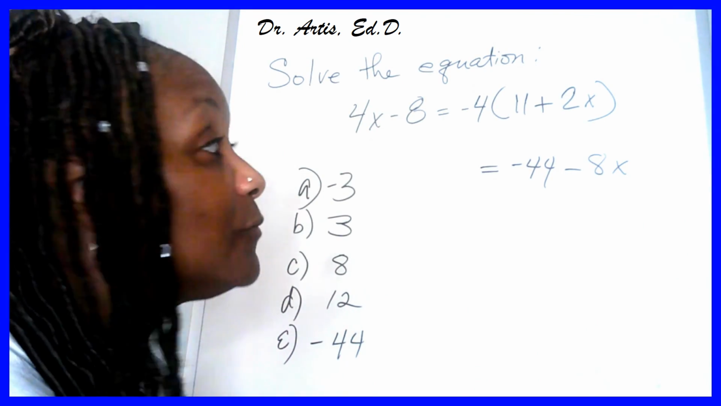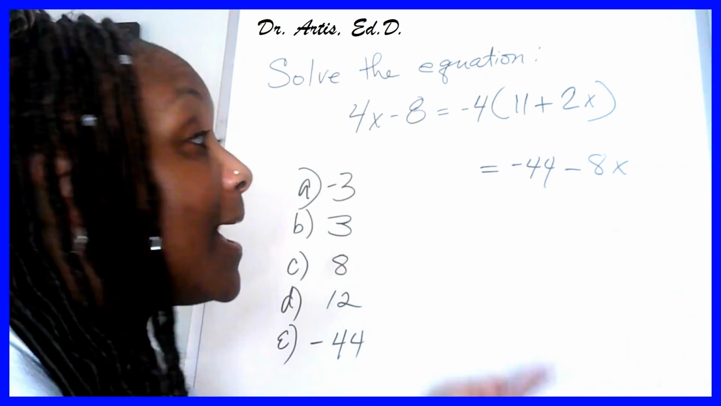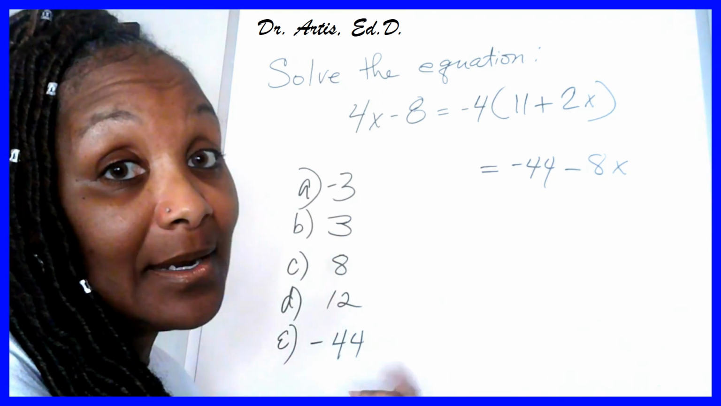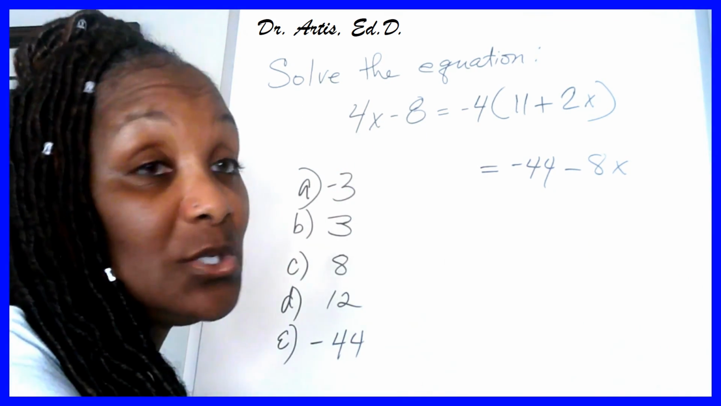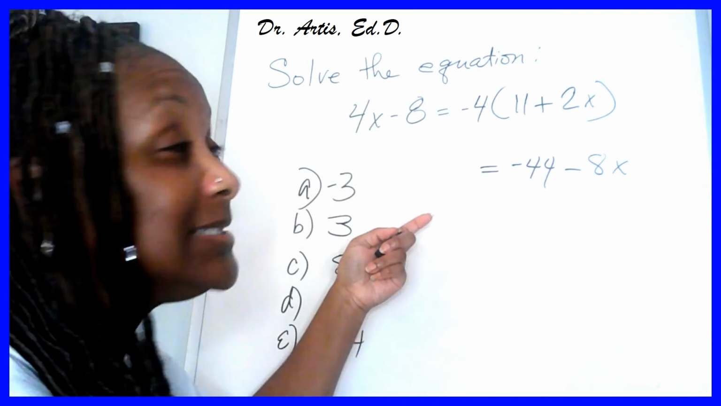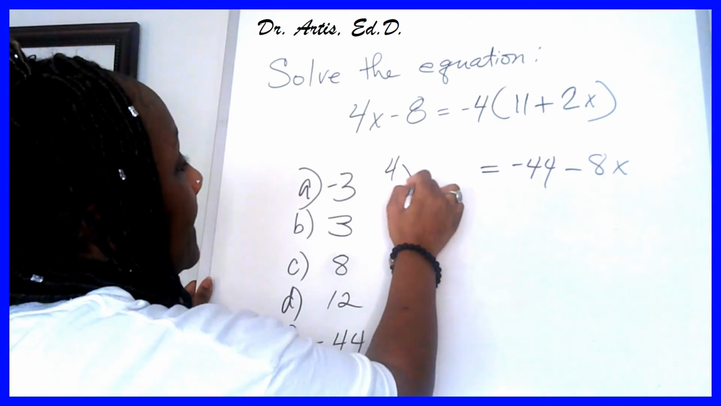So now we have gotten rid of our parentheses, and we can move over to the other side of the equation. So here, there is nothing that we need to do, and so all we're going to do is bring down our 4x minus 8.